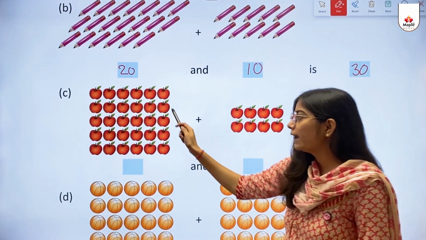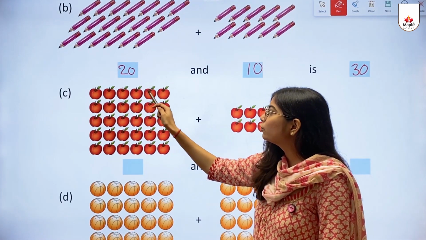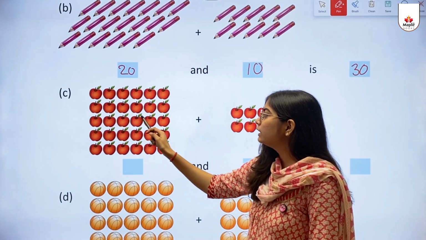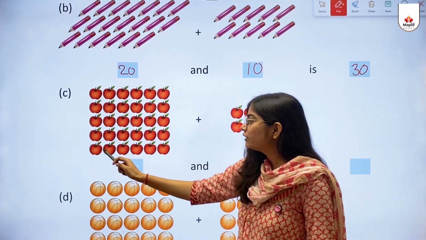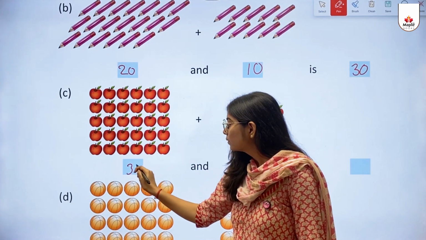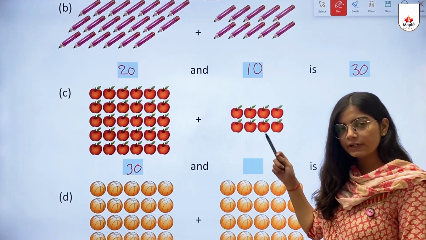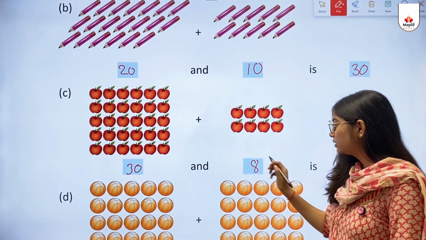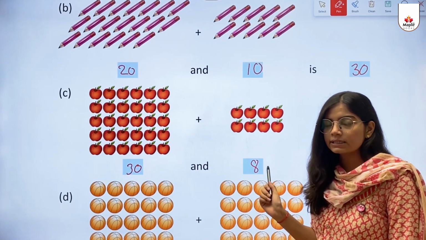Then see, we have apples. We'll count. How many apples are there? 1, 2, 3, up to 20, 21, 22, up to 30. And means plus. We have some more apples. We will count. 1, 2, 3, 4, 5, 6, 7, 8. 8, which is equal to 3 tens plus 8 ones. The answer is 38.